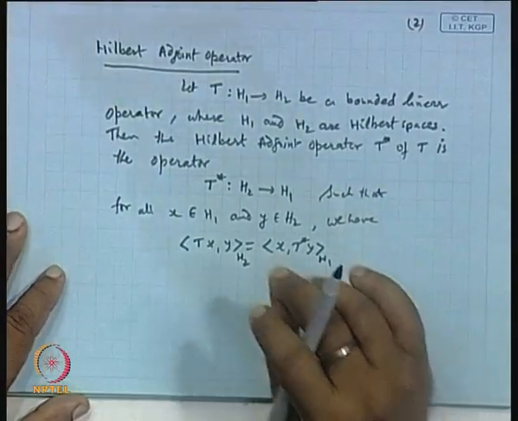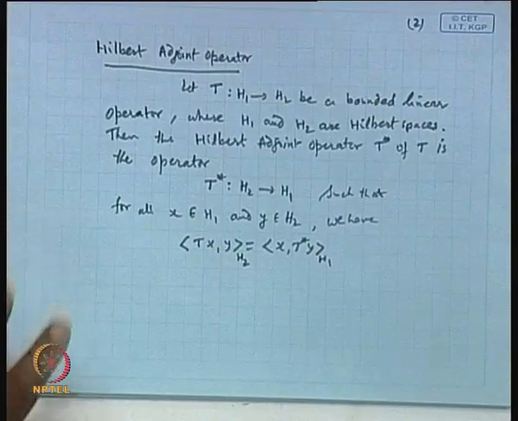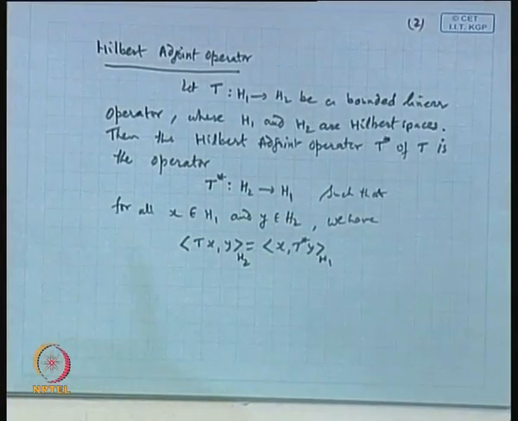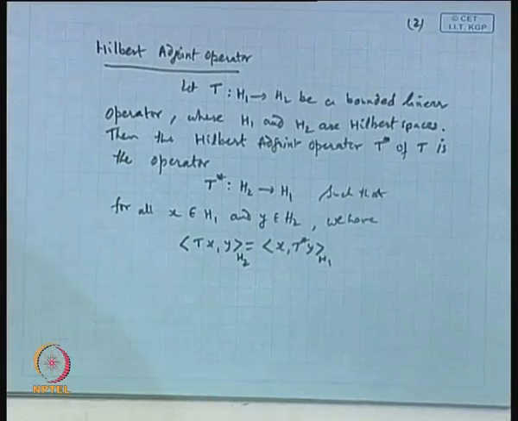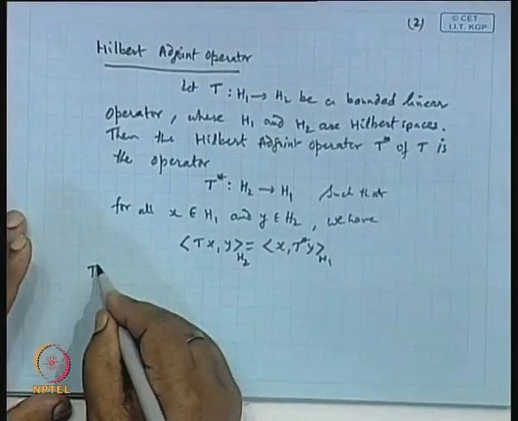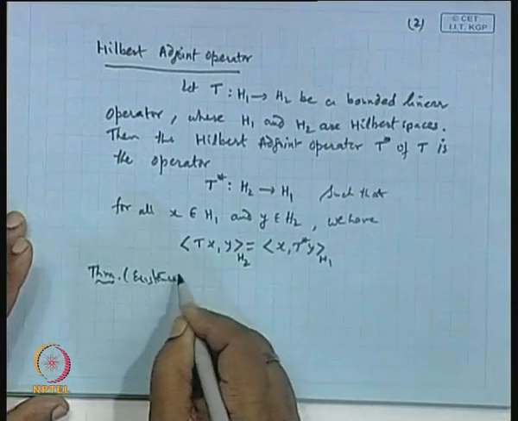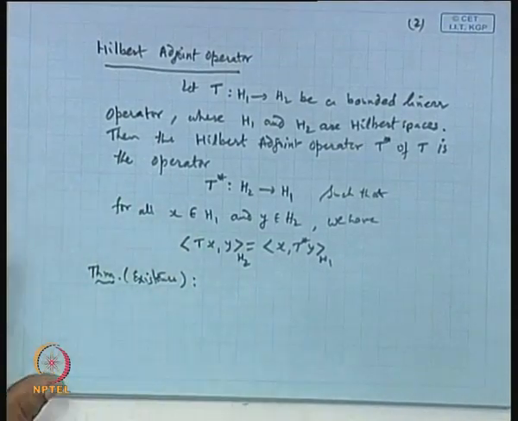Now, the question is, if T is a bounded linear operator, whether this Hilbert adjoint operator T star will exist, and if it exists, will it be unique? And along with existence and uniqueness, will both have the same norm or will the norm be different? In case both have the same norm, then obviously it will be a useful thing. So, we have a result which gives the guarantee for the existence of this Hilbert adjoint operator.